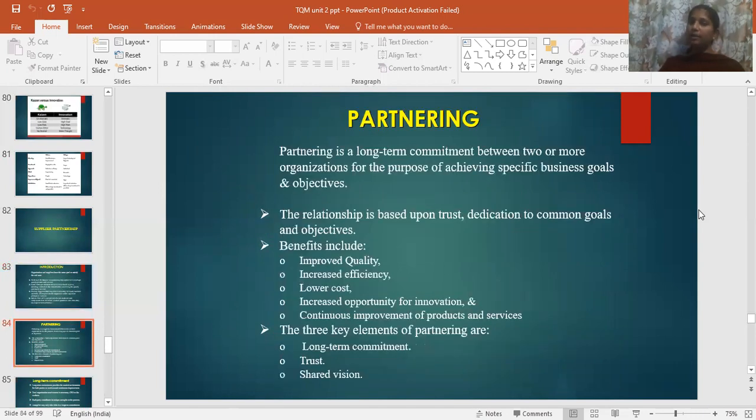So what is partnering? Partnering is a long-term commitment between two or more organizations for the purpose of achieving specific business goals and objectives. Here the relationship is based upon trust and dedication to common goals and objectives. There are three key elements in supplier partnership: long-term commitment, trust, and shared vision.